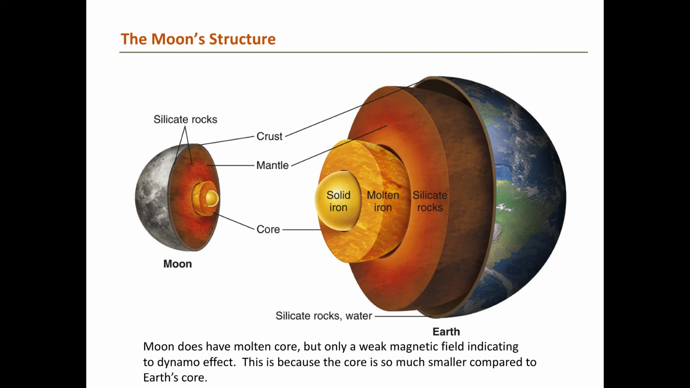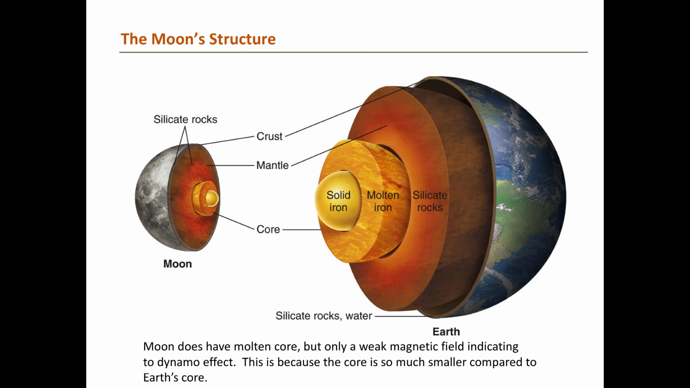And that's from seismographs that were left on the moon, and then simulated earthquakes, where we crash things into the moon to create these little simulated earthquakes. And by looking at those P waves and S waves, we can get some idea what's inside the moon. And the interesting thing about the moon is that it does have a molten core.